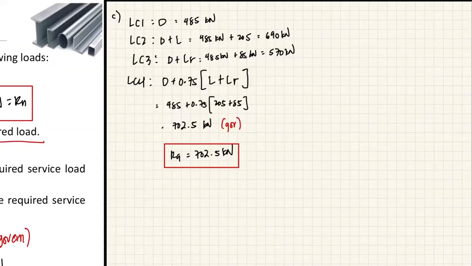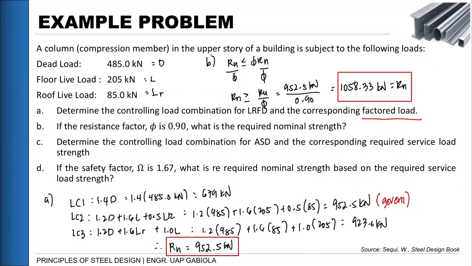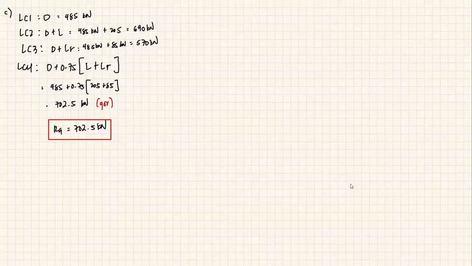Okay? And then last number, we have if the safety factor is 1.67, what is the required nominal strength based on the required service load strength? So using the same formula stipulated for ASD, we have RA should be less than or equal sa Rn over omega. So kailangan ulit natin ay si Rn. Okay? So we need to do is cross multiply yung omega dun sa RA natin. So we have Rn should be greater than or equal sa omega RA.